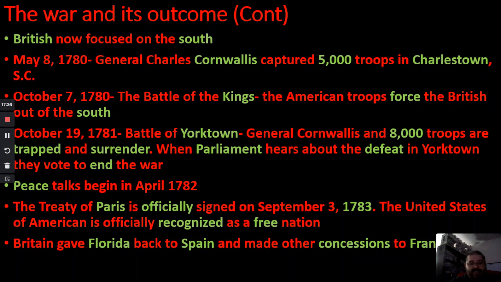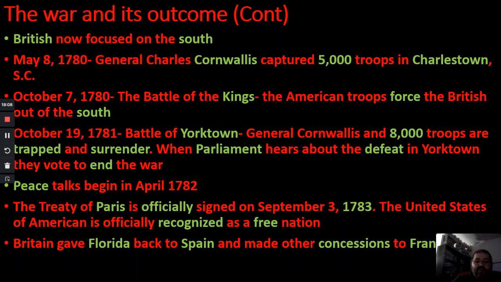Now, the thing is, he's very used to standard fighting, marching in the fields, shoulder to shoulder. And soldiers like the militia don't really do that kind of stuff. So on October 7th, 1780, at the Battle of Kings Mountain, the American troops are able to force the British out of the South. And on September 19th, 1781, they basically cornered them in this town called Yorktown.